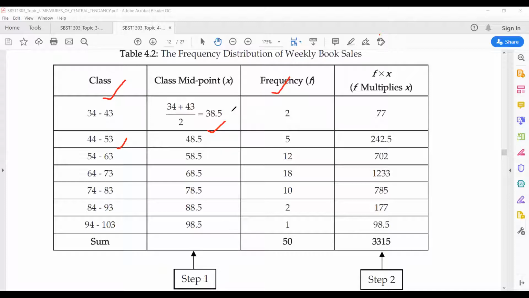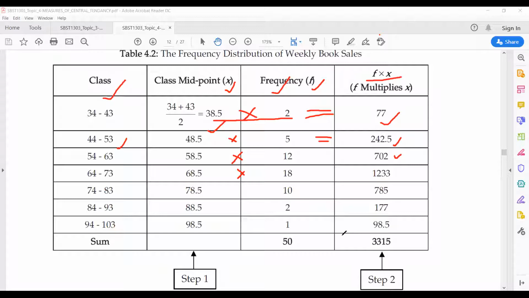Then after you're done, you multiply. So it is f times what? x, okay? This is your f, the frequency, and this is your x, the midpoint. So this is going to be 38.5 times 2. Okay, so 38.5 times 2 should be equal to what? 77. The same way, 48.5 times 5 should be equal to 242.5. Then similarly, you do that across all the cells to give us the values you are getting here, right?